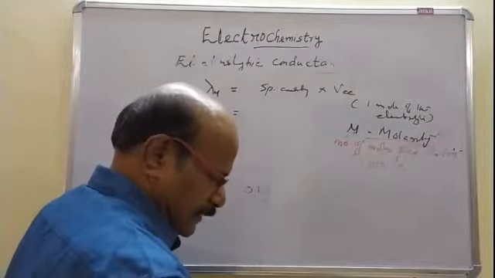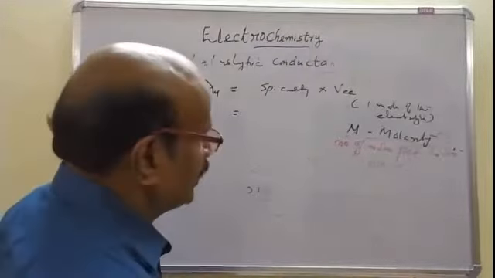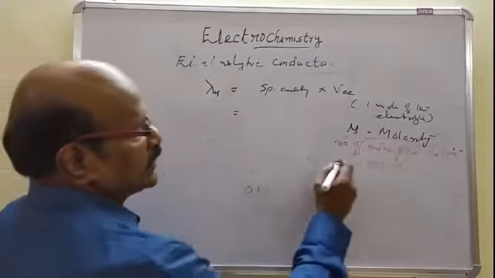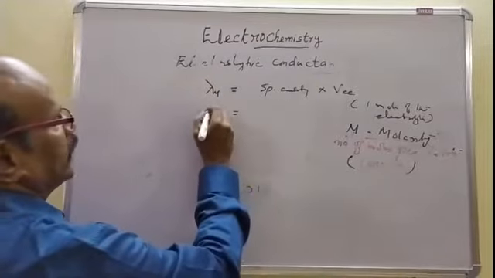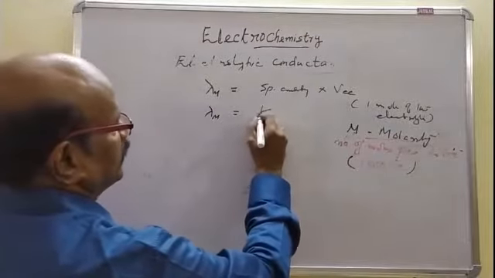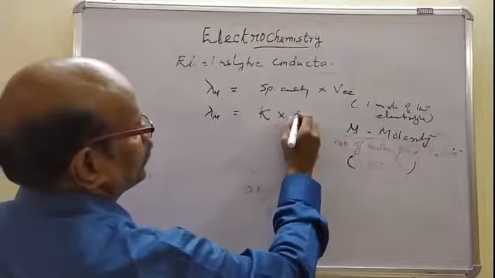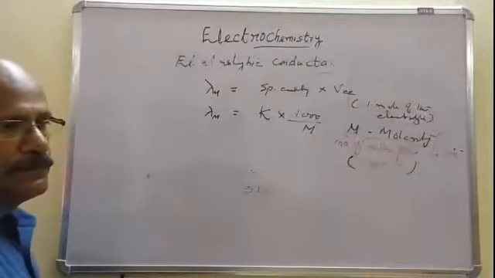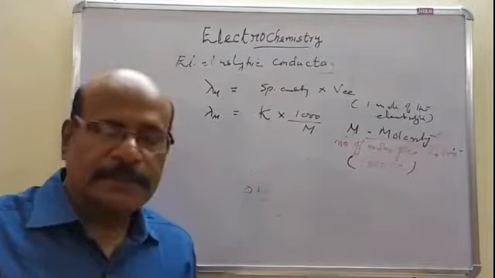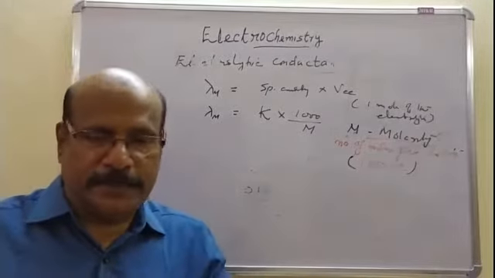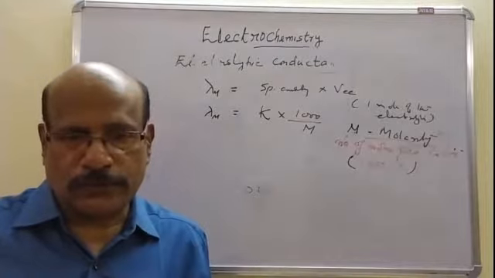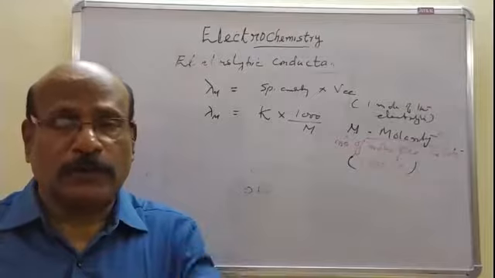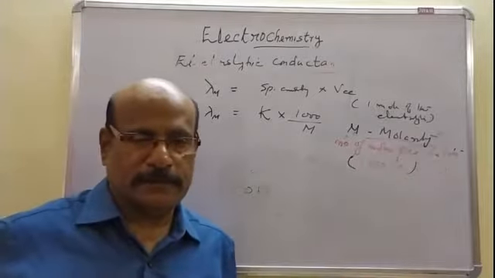You know that M, the molarity, stands for the number of moles per liter, or number of moles per 1000 cc of the solution. Then we have lambda M equal to specific conductance into 1000 by M, where M is the molarity. Okay. Alternatively, the molar conductivity is defined as the conductance of all the ions furnished by the solution of 1 mole of the electrolyte.